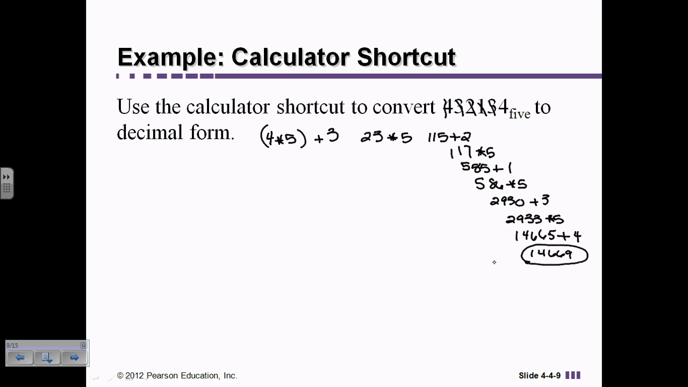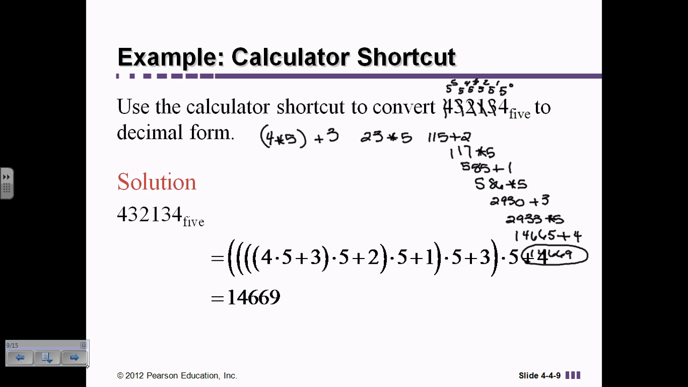Now again, we could do it the same way that we did the other problem. This would be multiplied by 5 to the 0 power. This would be multiplied by 5 to the first power, 5 to the second power, 5 to the third power, 5 to the fourth power, and 5 to the fifth power. So you can also do it that way, and you will get the same answer as the 14,669. So this is just showing you that expanded form, but this is a calculator shortcut that you would probably want to use a calculator for to make it a little bit simpler.